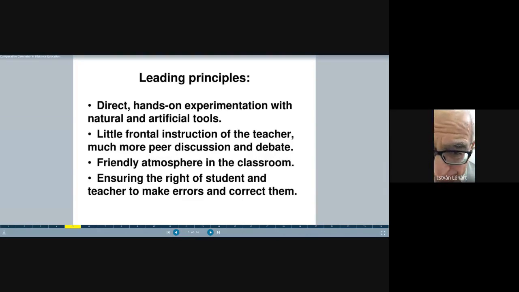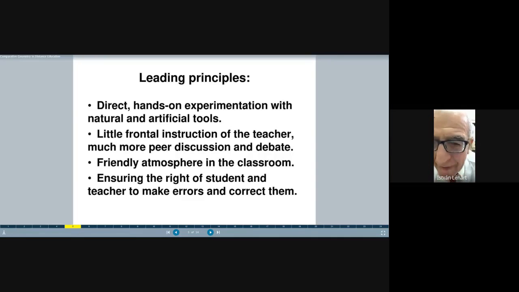What are the leading principles? Almost the same that Anna listed before. First, direct hands-on experimentation with tools, not only reading a book, not only writing numbers on a sheet of paper, not even drawing on a sheet of paper, but making experiments, just what Anna said. I am a person somewhere in between physics and mathematics. And what I'm really interested in is the bridge between reality and abstraction. And this is what I want to give to the kids.